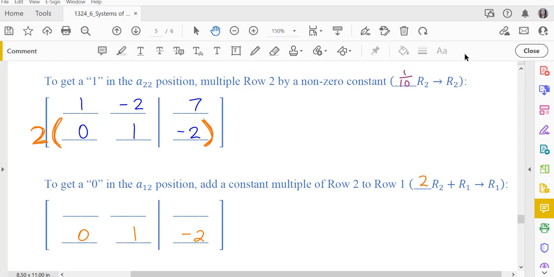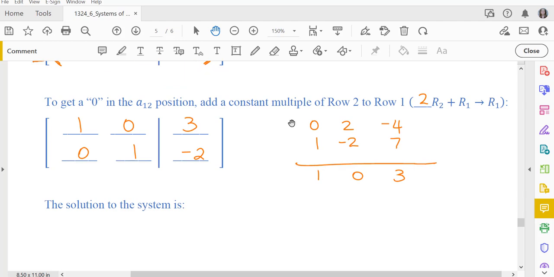Now I'm going to do this part of my row operation. 2 times 0, 2 times 1, 2 times -2, and I want to add that to row 1, 1, -2, 7. I get 1, 0, 3. That's my new row 1. Okay, what's my solution to this system? My solution is x equals 3, y equals -2. It's okay to write the ordered pair 3, -2 as well.